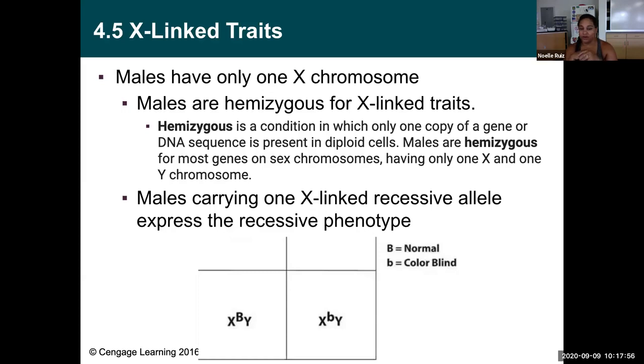So in his Punnett square on the left, he'll be normal. That boy on the left will be normal because he has the dominant allele. On the right, that boy will be colorblind because he only has one allele for the colorblind gene, and it is recessive. So that recessive allele will show.